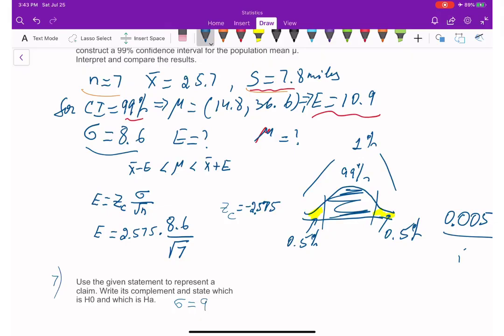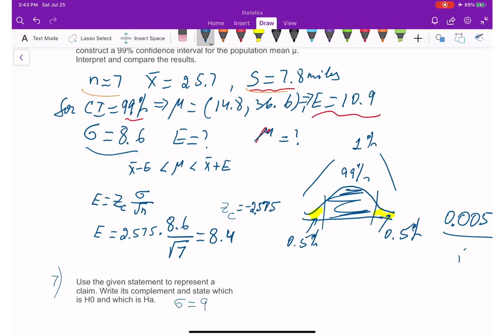Okay, and you should get 8.4. You should get 8.4 for this one.